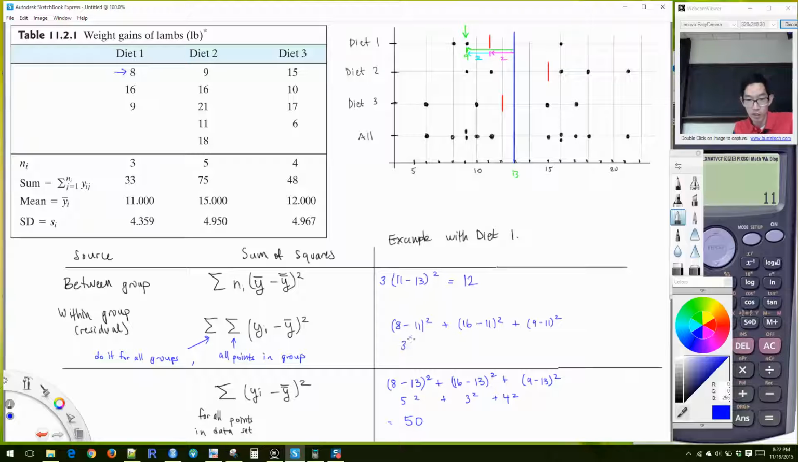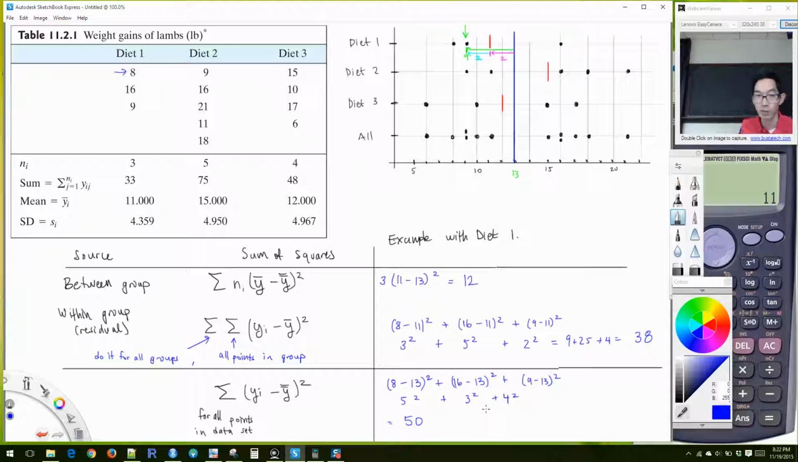well, I'll just write 3 squared. And here we've got 5 squared. And here I've got 2 squared. Okay, so this is 9 plus 25 plus 4. And this adds up to 38. And so indeed we see this plus this equals this.